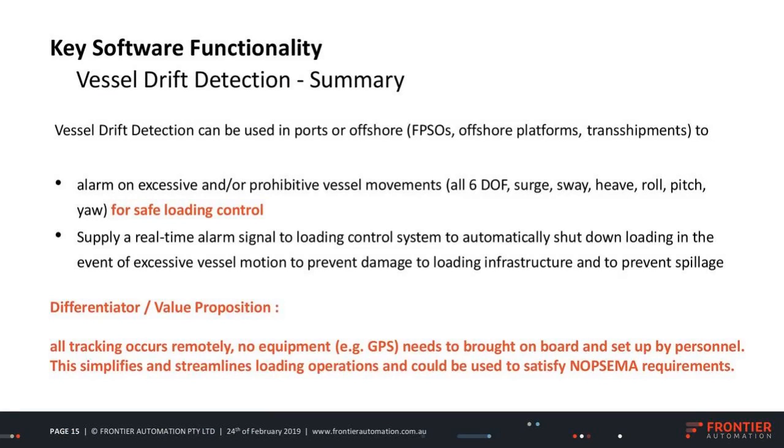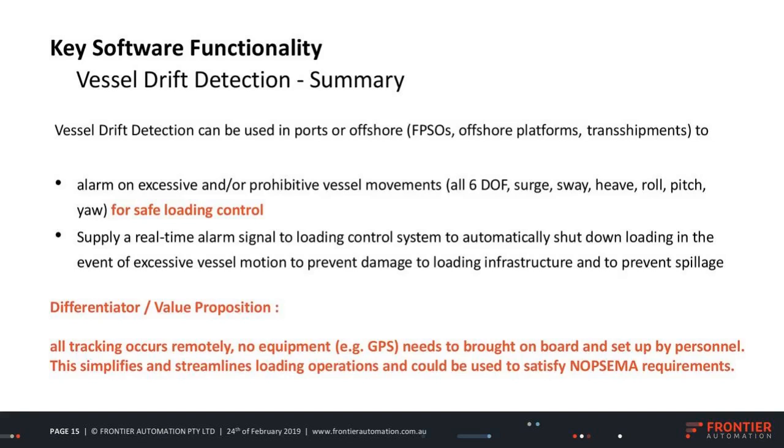For the drift detection, here's another summary of what that can do for you. It can alarm on excessive, prohibitive vessel motions, which, if you have them, might damage your loading infrastructure. For our bulk material customers, that means the ship loaders cannot get too close to hatches and vessels because it will damage the loading infrastructure, which would be very costly. And yet the loading berths are often exposed, so you do have vessel motions. So we can alarm on excessive 6 degrees of freedom.